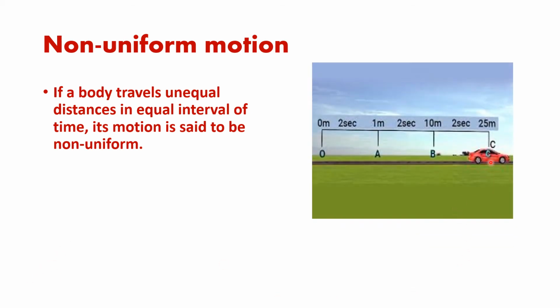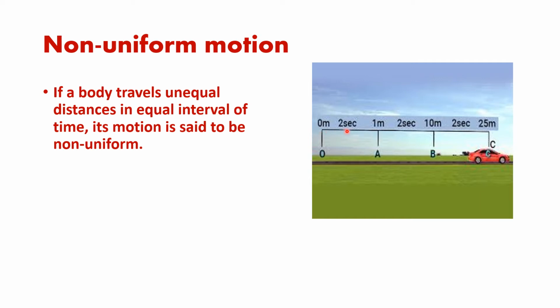Let us see an example for non-uniform motion here. Again, our car is going now. First you see the initial position was 0 meter at 0 second. After 2 seconds, it travels 1 meter. In the next 2 seconds, it has come from 1 meter to 10 meter. Then in the next 2 seconds it is reaching 25 meter. So let us look closely and analyze how much distance is traveled in every 2 seconds.